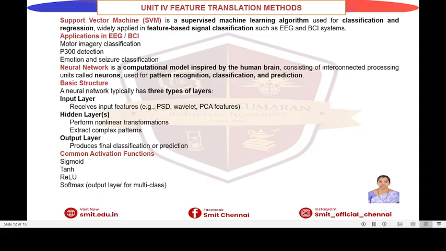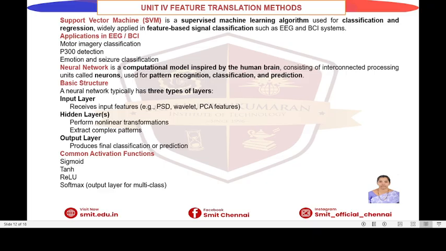And one more topic they have given is neural network. It is a computational model which is inspired by our normal human brain, consisting of interconnected processing units, that are called neurons, that is used for pattern recognition, classification, and also prediction. Classification is whether this is a normal image, abnormal image, normal signal, abnormal signal. Prediction, whether seizure is present or not.